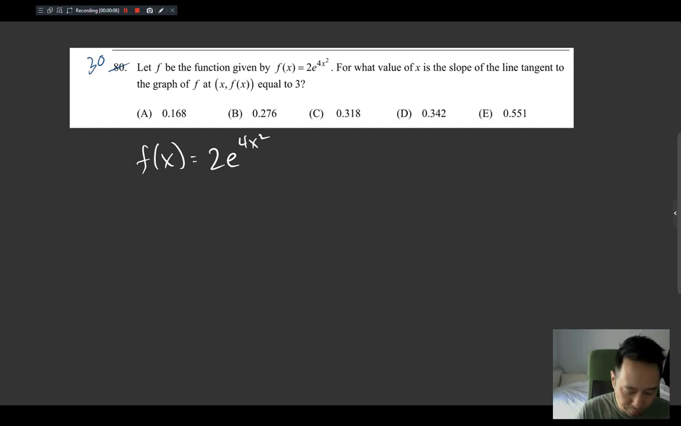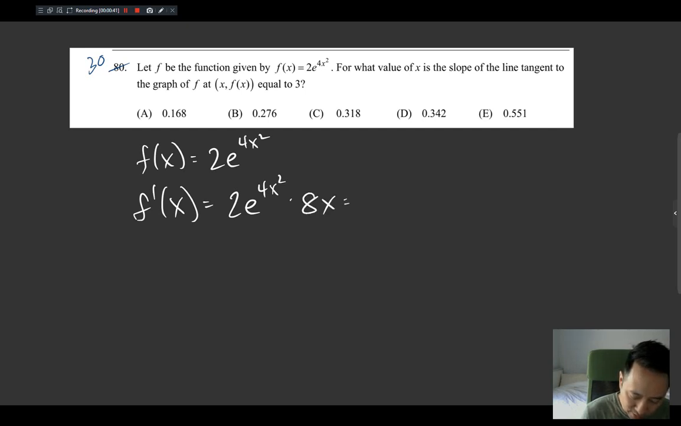Okay, hey guys, I'm going to add number 30 or 80 back to this video. Remember, this question is the calculator portion, so you're going to use a calculator to solve this. Now it says f of x equals 2e to the power 4x squared. For what value of x is the slope of the line tangent equal to 3? We're trying to figure out when the slope is equal to 3. So the first thing I would do is find the derivative of this. F prime of x is going to equal 2e to the 4x squared times the derivative of the exponent, which is 8x. Simplifying that, you get 16x e to the 4x squared.